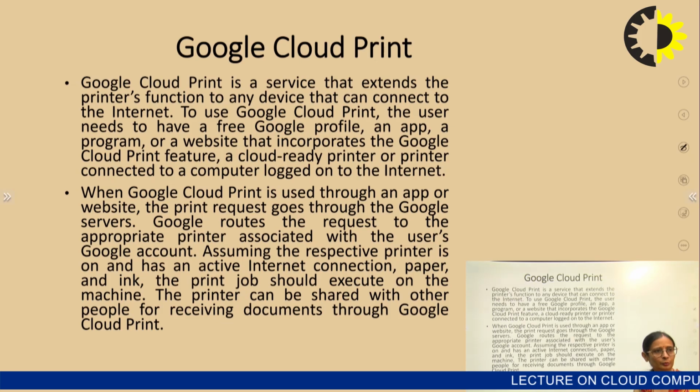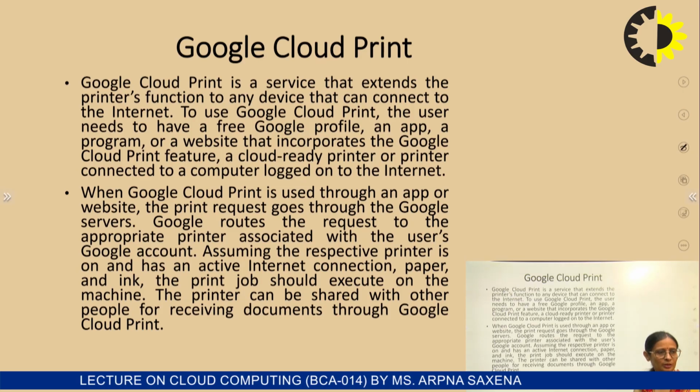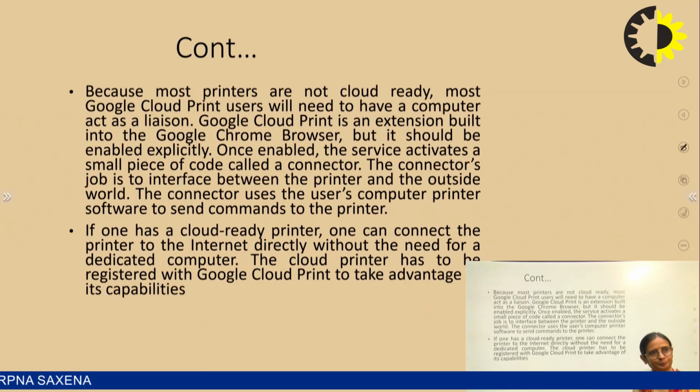When Google Cloud Print is used through an app or website, the print request goes through the Google servers. Google routes your request to the connected printer, the printer which has been associated with your account. Assuming the respective printer is on and has an active internet connection, the print job would be executed on it in the same manner as it would be in an offline manner.